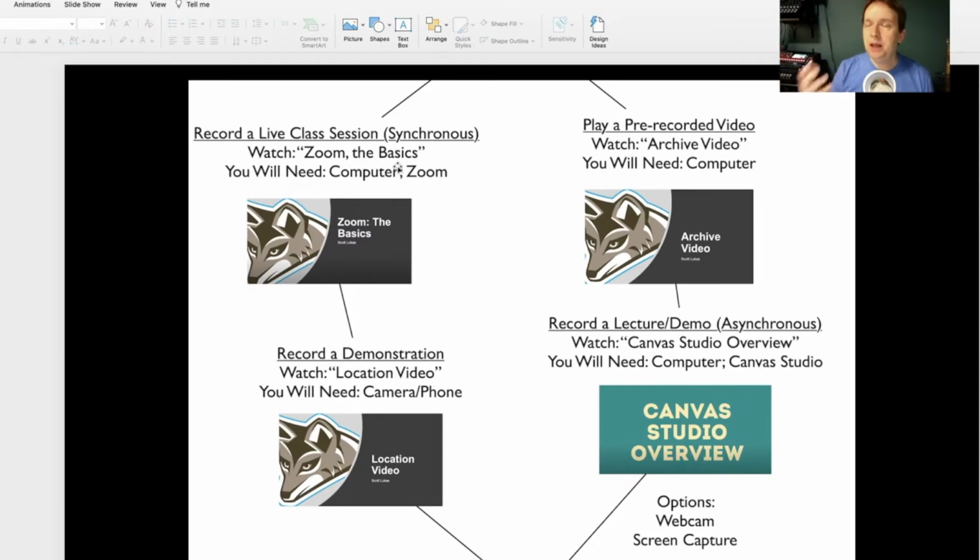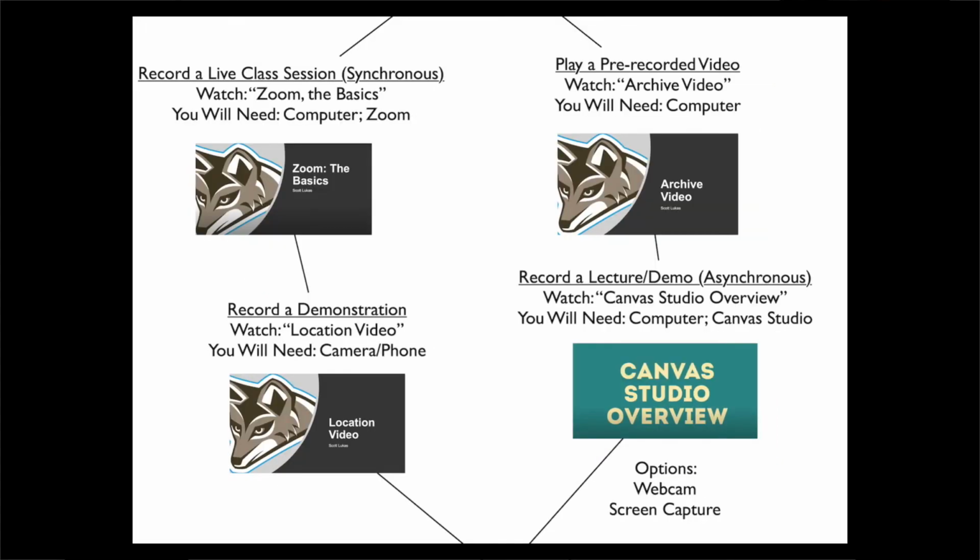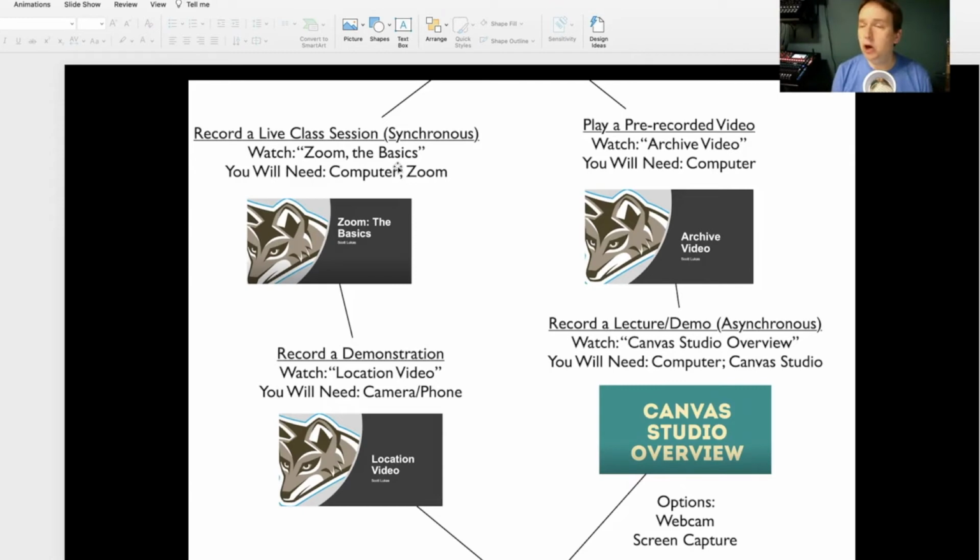Now, if you'd like to play a pre-recorded video and incorporate that in your live class, or incorporate part of a tutorial that you record asynchronously, it's really easy to do. I would recommend you watch my upcoming video called Archive Video. I talk about all the approaches to doing this. For example, if you go to YouTube, log onto your computer and find the content you want, you can play that for your class.